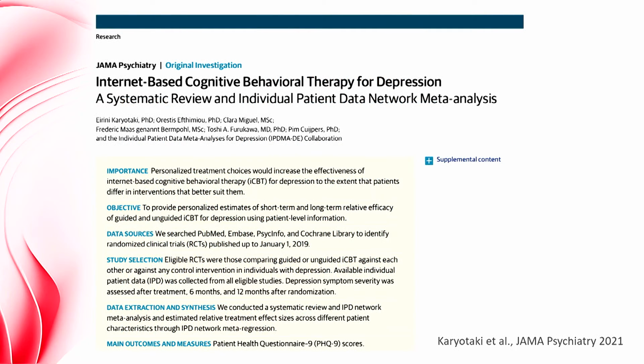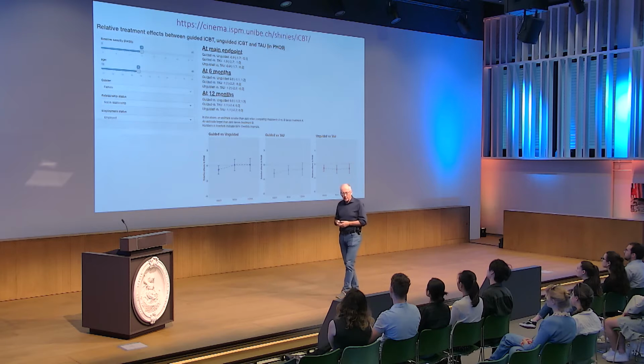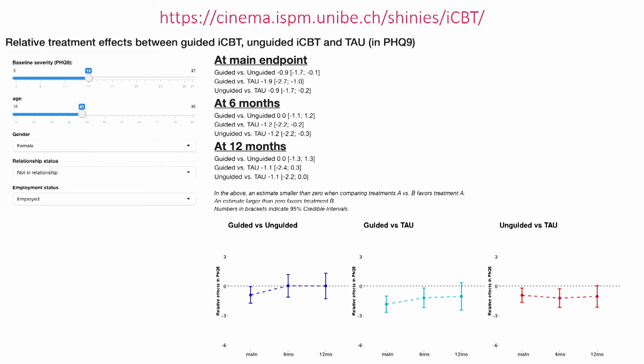And then in 2021, she merged these two data sets. And then she did an individual patient data network meta-analysis. So people could have nothing in a control group. They could have a guided internet intervention or an unguided one. And she could compare all three in one big network meta-analysis. And I won't go into the details of that, but this is a website.